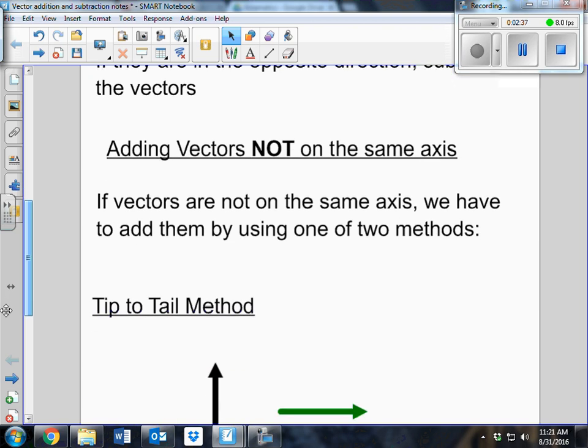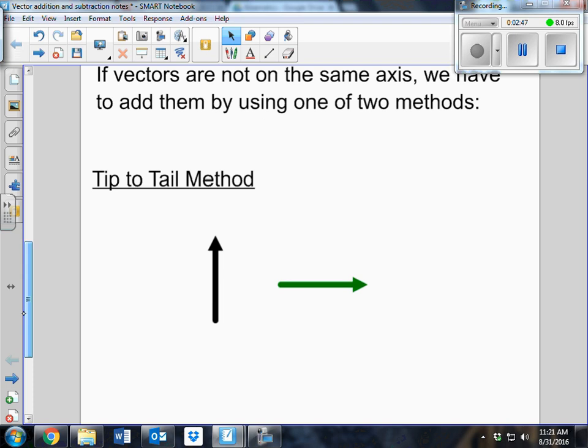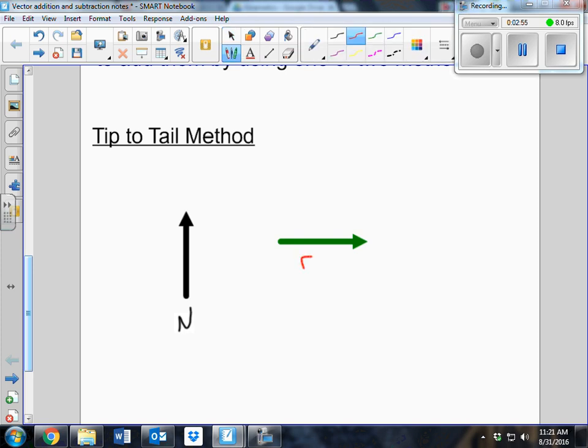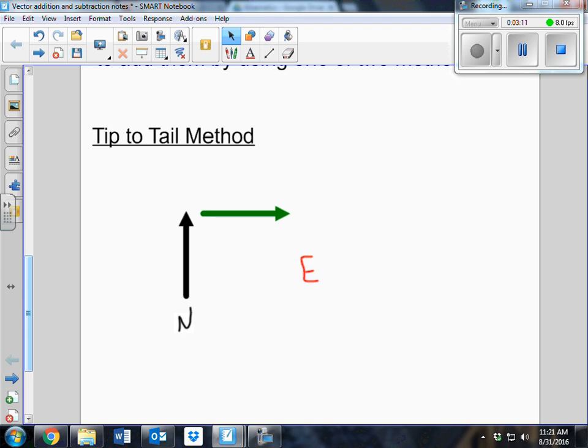So what happens when they're not on the same axis? If vectors are not on the same axis, we have to add them by using one of two methods. One method is called the tip to tail. Let's say I have a vector going north, and I have a vector going east, and I said, give me the resultant vector, or add those two vectors together. Since they're in different directions, we can't directly add them together. So the tip to tail method is you take the tail of one vector and you line it to the tip of the other vector.